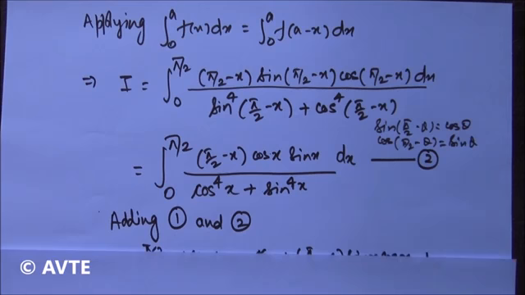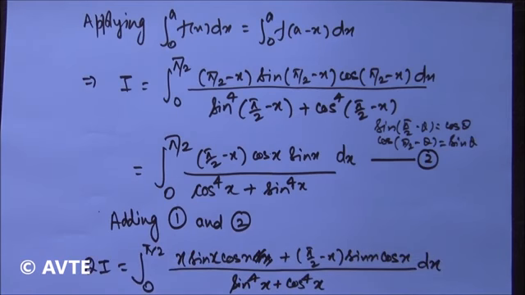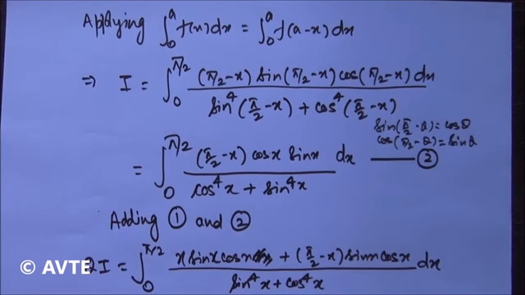So we have written this as equation number 2, the original question as equation number 1. So we add the two, adding first and second. Just see, by adding the two, what we get? We get x sine x cos x plus, from the second equation, pi by 2 minus x sine x cos x, and the denominator is the same, sine raised to power 4 x plus cos raised to power 4 x. And what is I plus I? That is 2I.